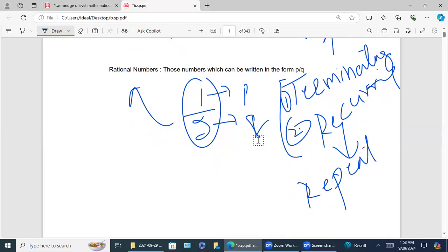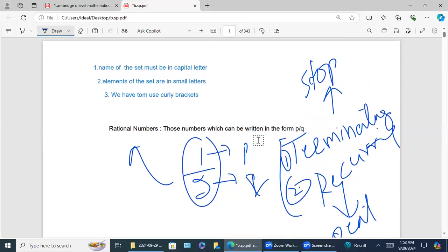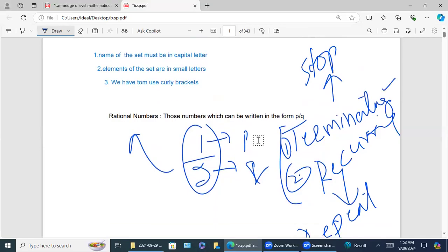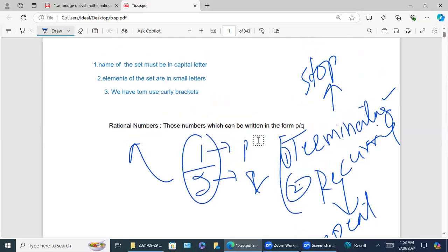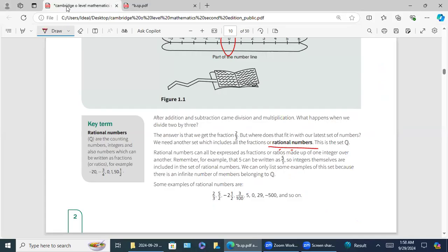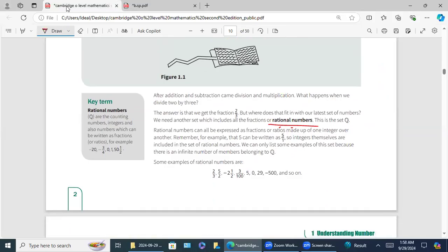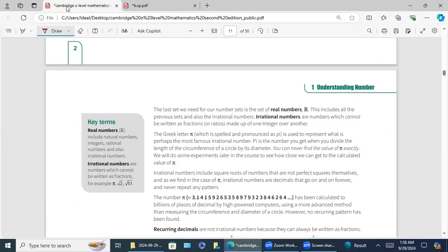after the decimal. So those numbers which can be written in the p upon q form, and are either terminating or recurring, these types of numbers are called rational numbers. Is it okay? Got it? So move on.